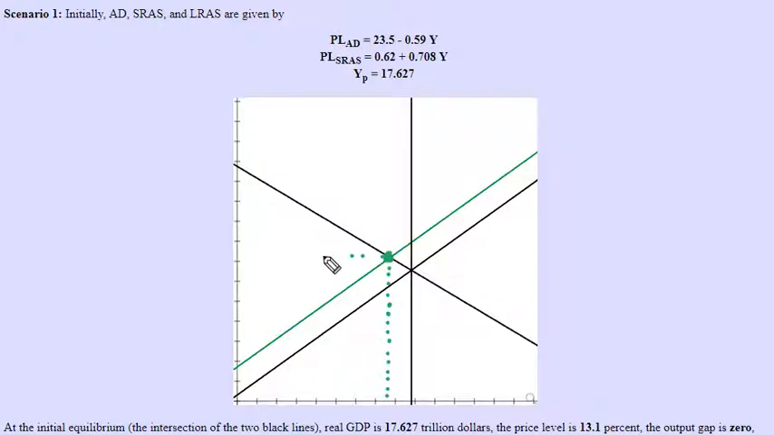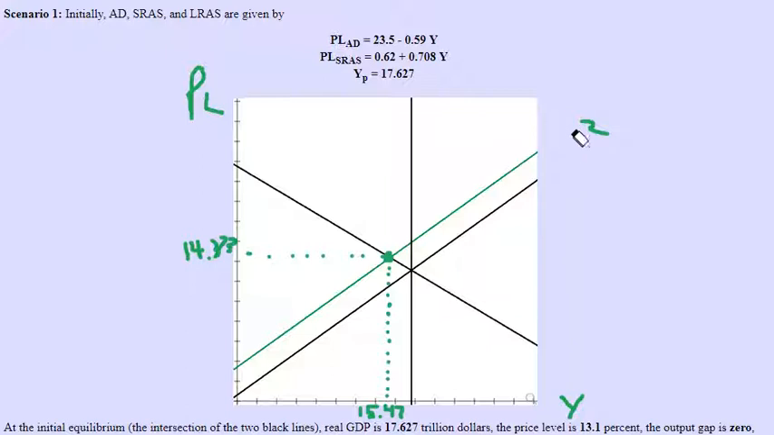And then the equilibrium price level. This is the aggregate demand curve from scenario two. Here's the price level and real GDP. The GDP level is 15.47 at the new equilibrium, and the price level is 14.373.